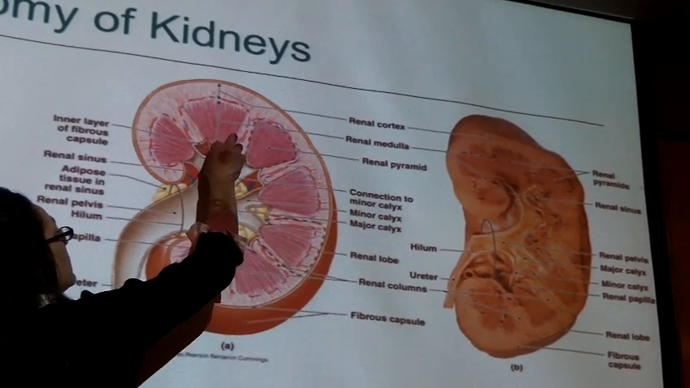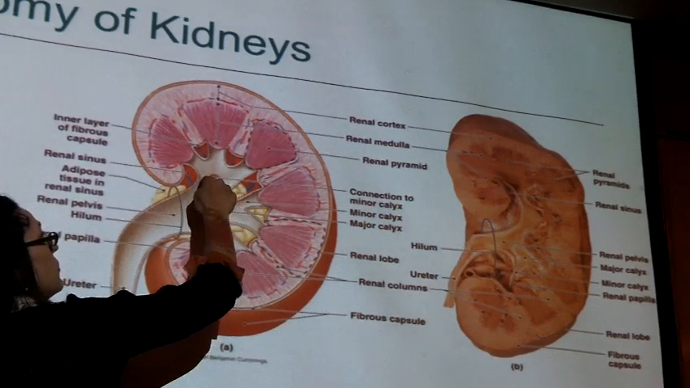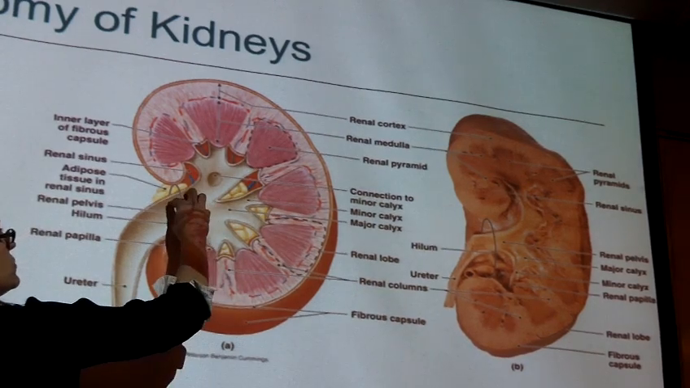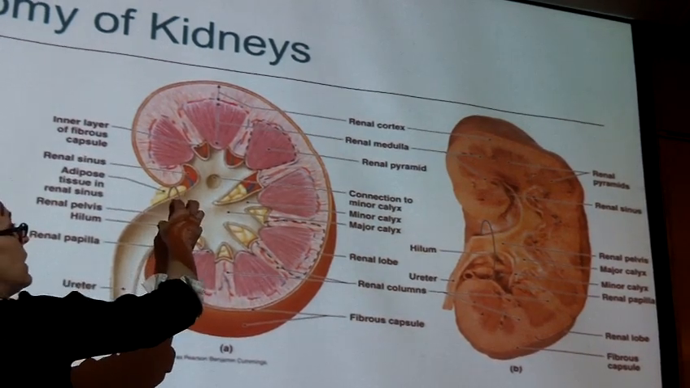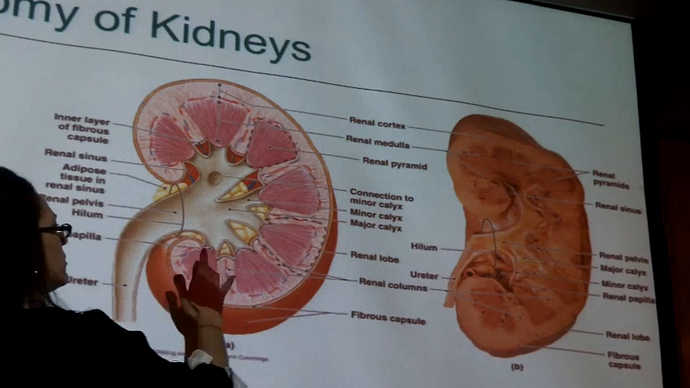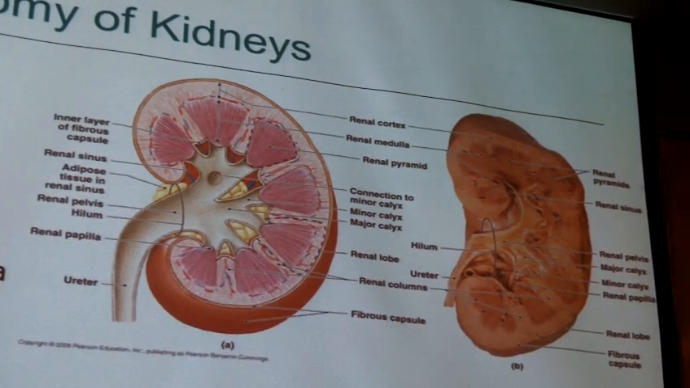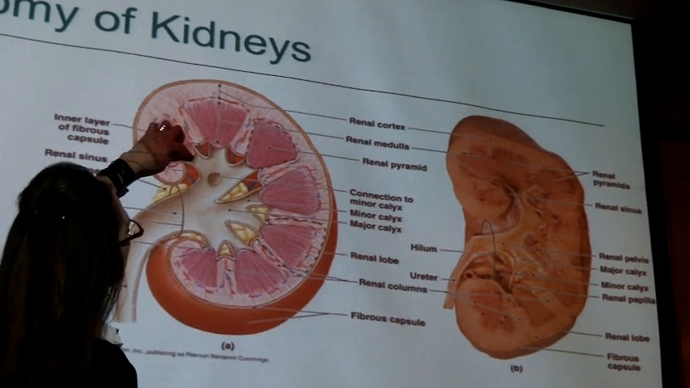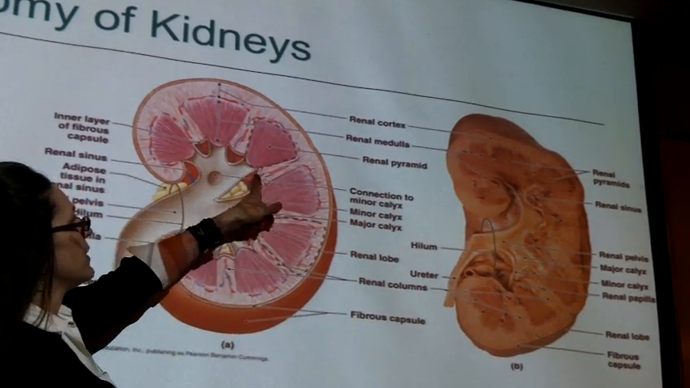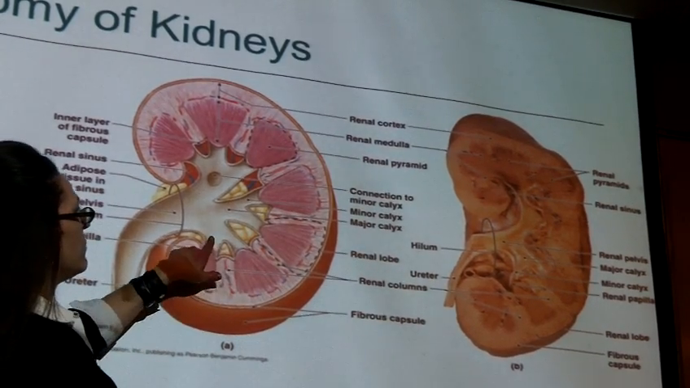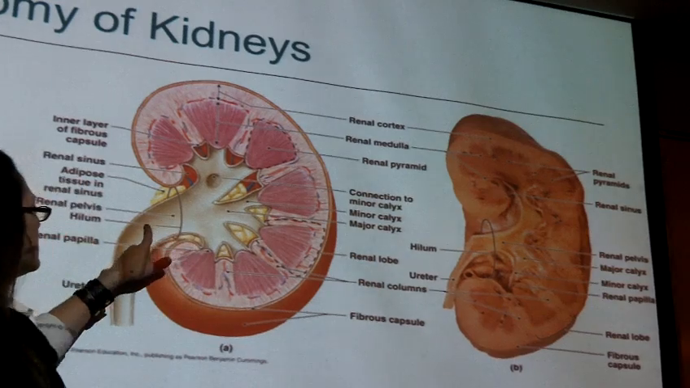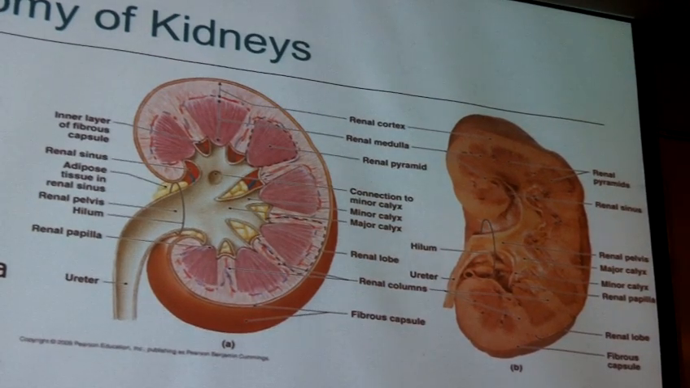And then the urine from the minor calyx is going to drain into a major calyx, and then urine from the major calyces is going to drain into the renal pelvis, and from the renal pelvis it's going to go into the ureter. So urine's going to be produced. Again, we'll talk about how that happens. It's going to go through the base of all of these renal pyramids through a duct called the renal papillae or the papillary duct, then into the minor calyces, major calyces, renal pelvis, ureter, down to the bladder.